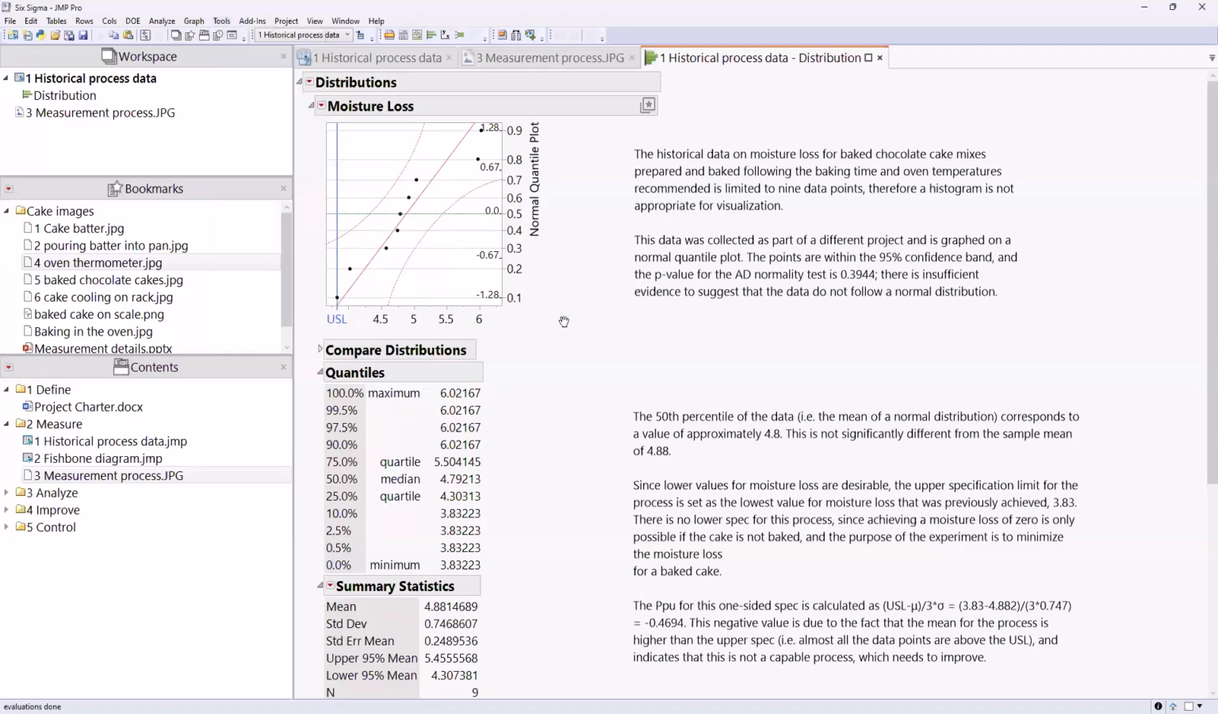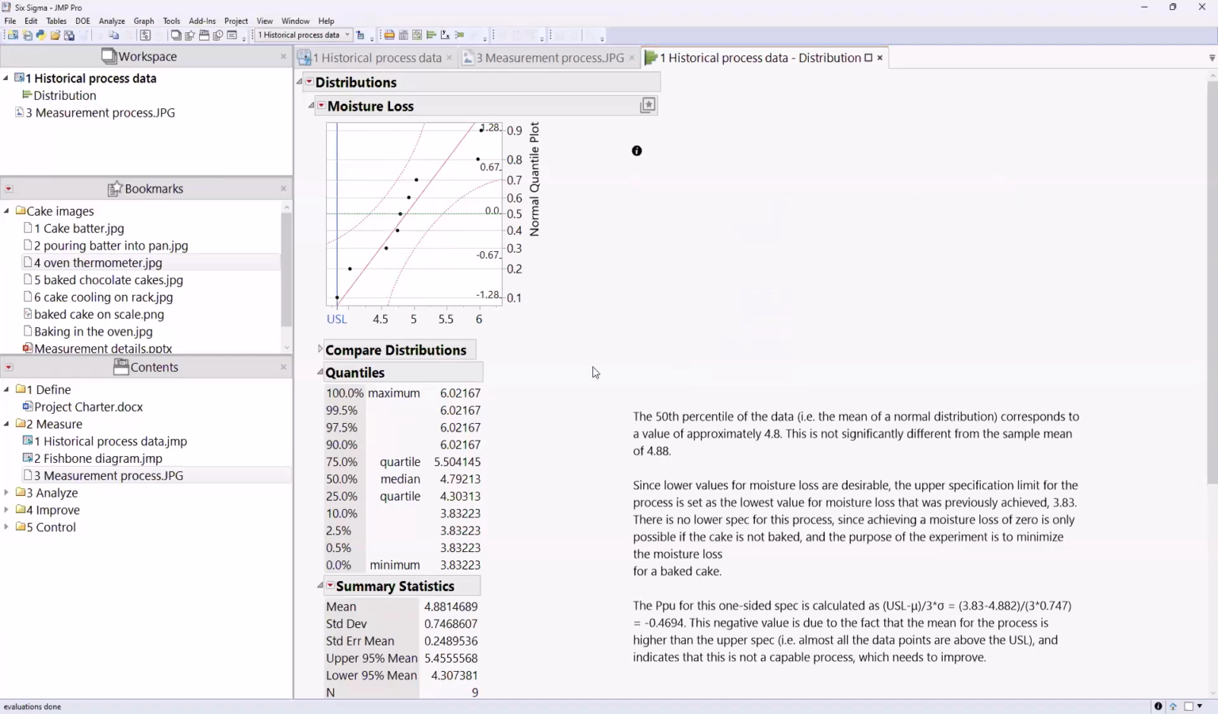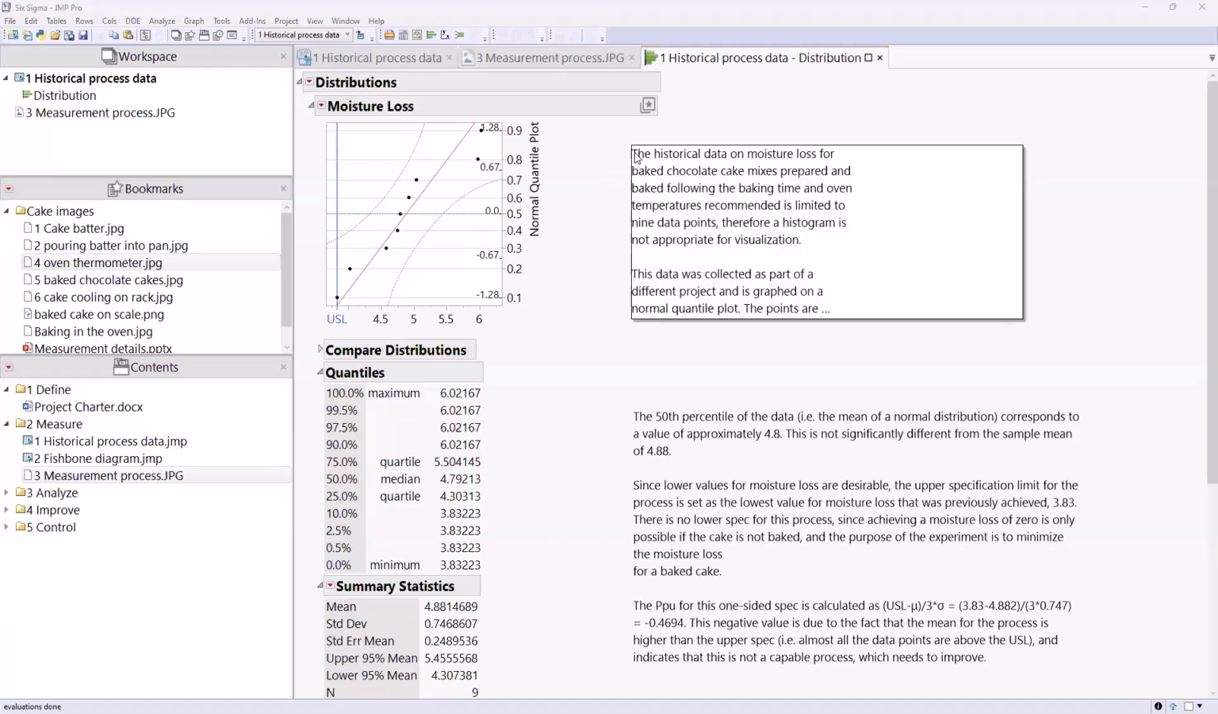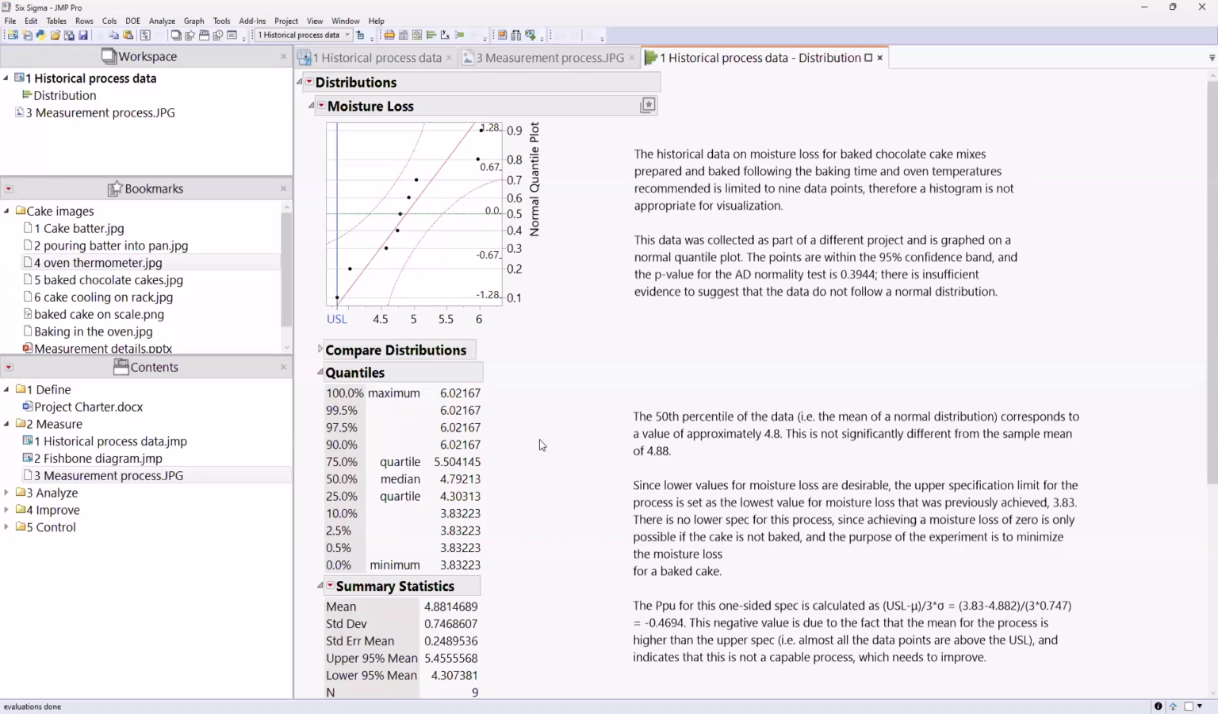And in JMP 18, actually, if I don't want to see all of this information, maybe it's a little overwhelming, I can just right-click and choose Minimized. So then I just see this little information icon and I can hover over it. And I can just right-click and choose Minimized if I want to display that again.